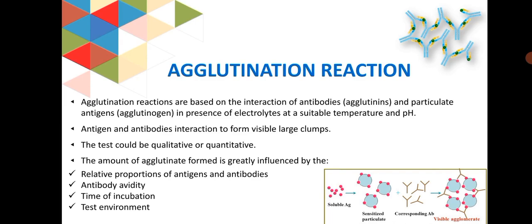The test could be qualitative or quantitative. The amount of agglutinate formed is greatly influenced by the relative proportion of antigens and antibodies, antibody avidity, time of incubation, and the test environment.